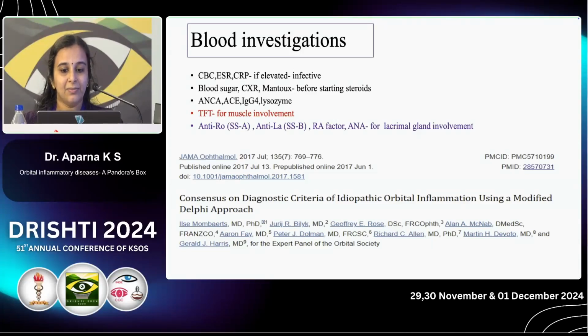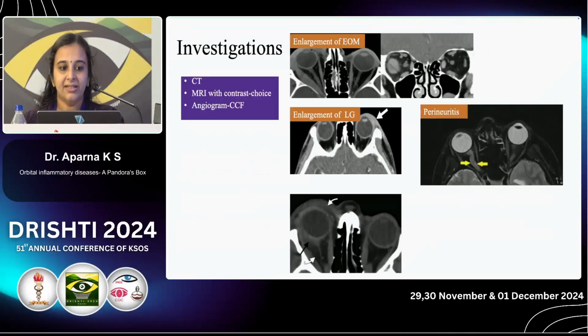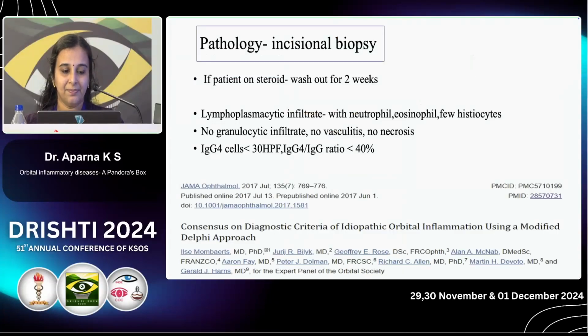Then if there is lacrimal gland involvement, we have to send anti-Ro or anti-La for Sjogren's disease, then RF factor and ANA profile. Then for imaging, we have to do either CT or MRI, which shows the site of involvement, like enlargement of extraocular muscles, enlargement of lacrimal gland, perineuritis or tenonitis.